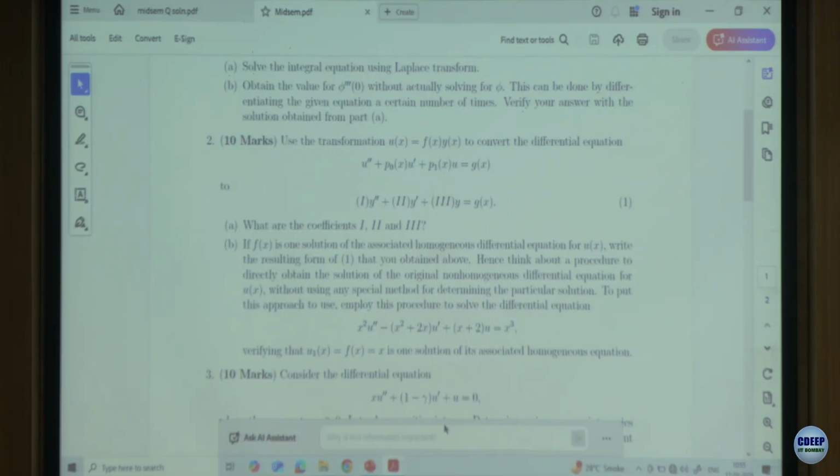You were expected to do a little more as part B. Of course, I'm not overly harsh if you have done that, but definitely a penalty was put for that. Think about a procedure to directly obtain the solution of the original non-homogeneous differential equation, and I think half the class did not even bother to say anything about that. Okay, so that's where some penalty was imposed.